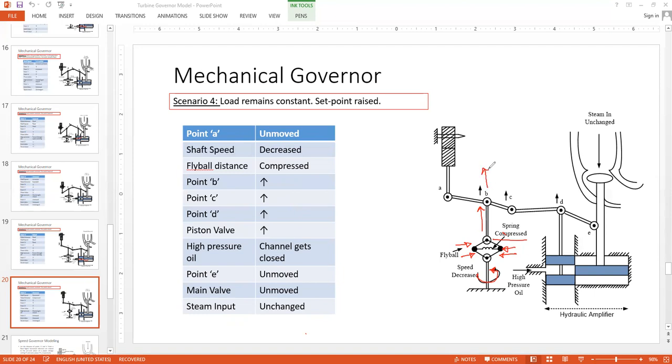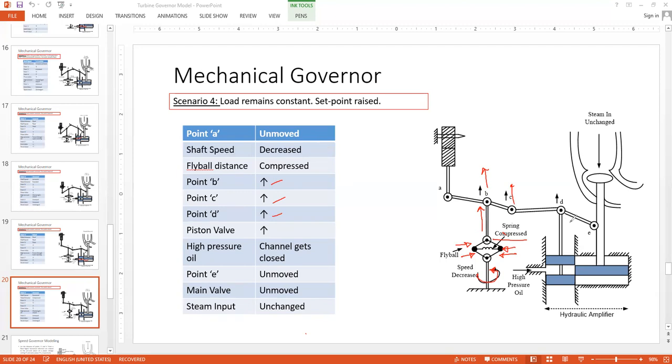So point B goes up. Now point A is fixed. Remember, point E is fixed. So as B goes up, B is the pivot point, so it will pull point C along with itself. So B and C both will move up. As C moves up, it will also pull point D along with itself. So D also moves up.